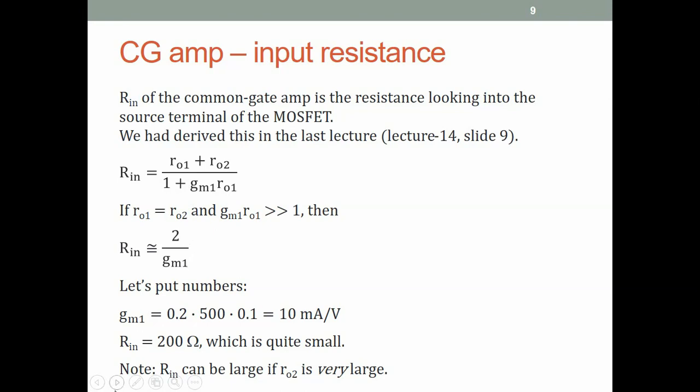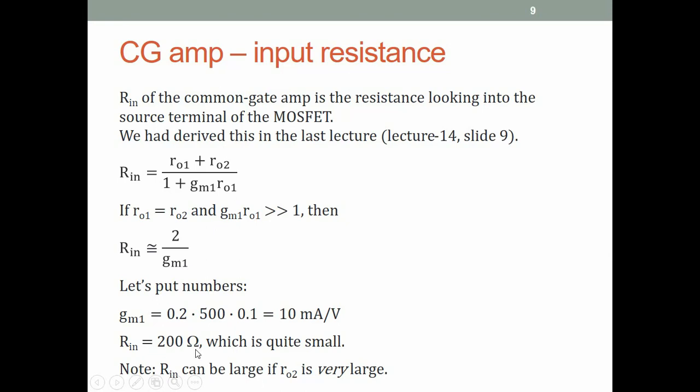Let's put numbers in now. We've already solved the DC circuit. So gm1 is equal to 2 into mu n Cox, which is 0.2, into W by L, 500, into VGS minus VT, which is 0.1. That turns out to be 10 milliamp per volt. So Rin is 2 divided by 10 milliamp per volt. 2 by 10 is 1 by 5, so that is 200 ohms. So the input resistance of the common gate amplifier that we have designed is 200 ohms.